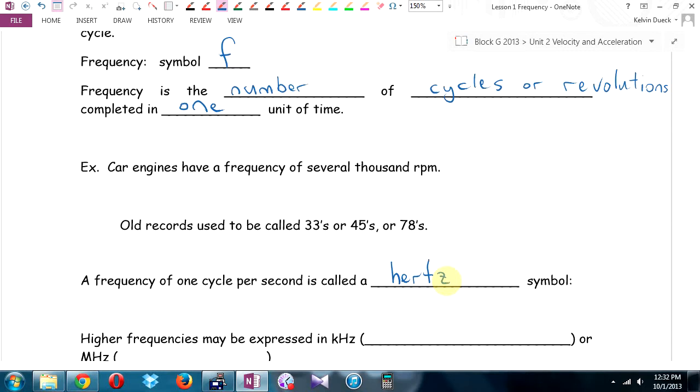Symbol for hertz? Hz. H is already taken by something, hours, so we can't use lowercase h. Uppercase H is taken by something called henries, which is a way to measure capacitance. Already taken. So Hz.